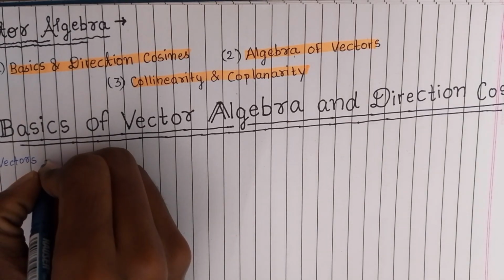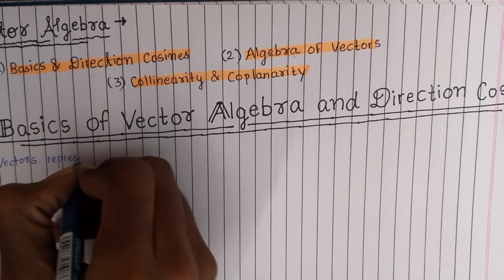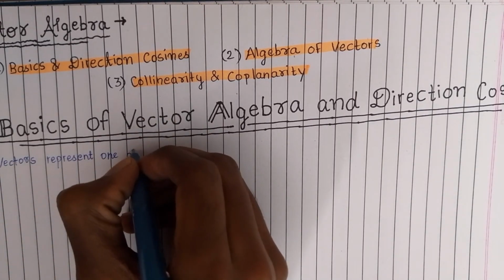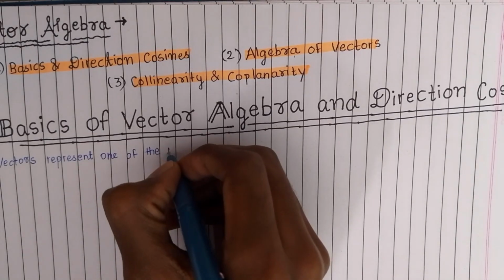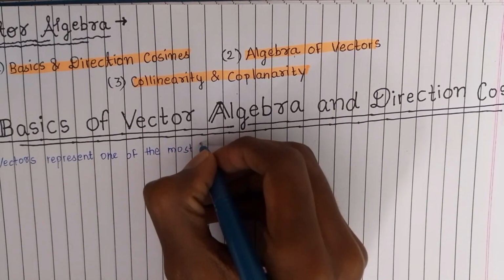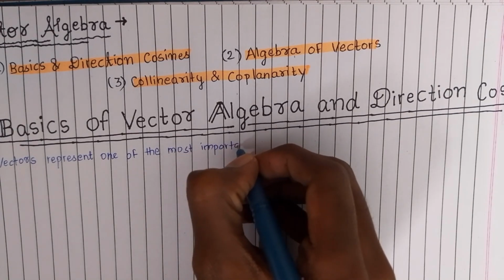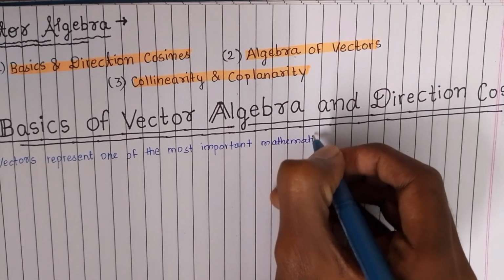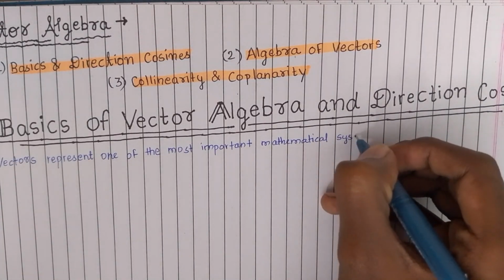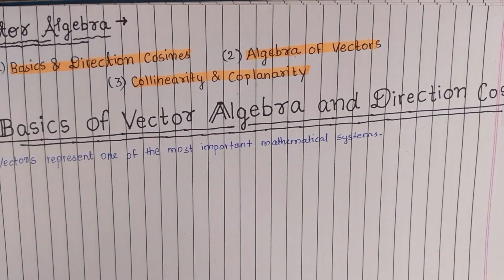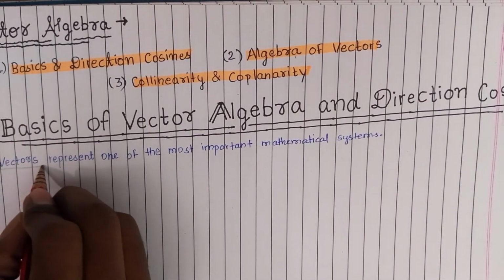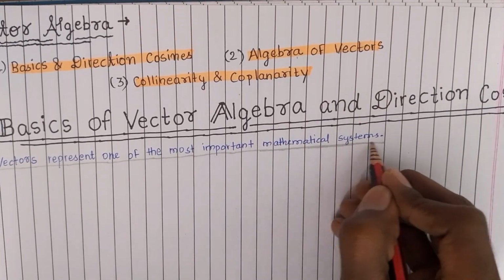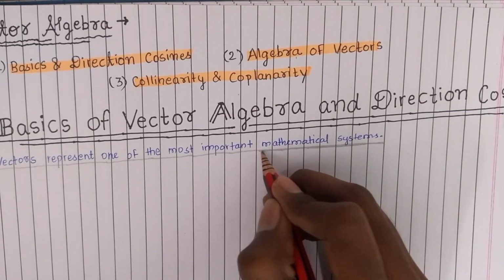Let's go ahead with our first part, basics of vector algebra and direction cosines. Vectors represent one of the most important mathematical systems. So what do you mean by this line? I emphasize this phrase, mathematical system.